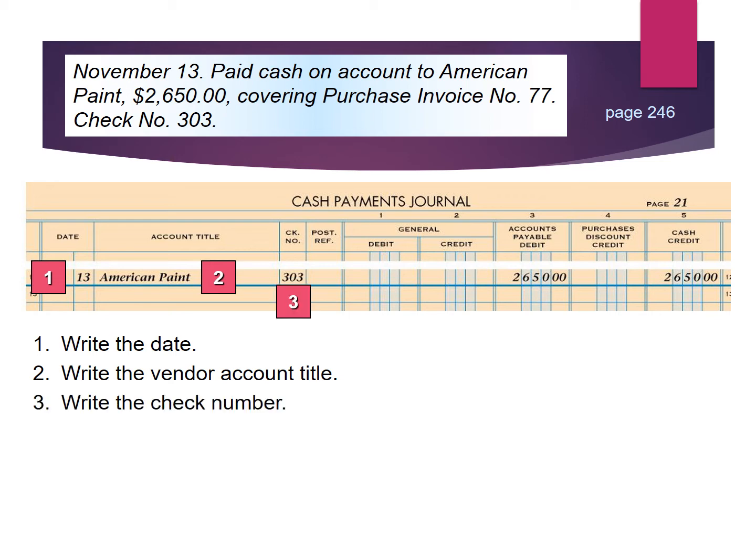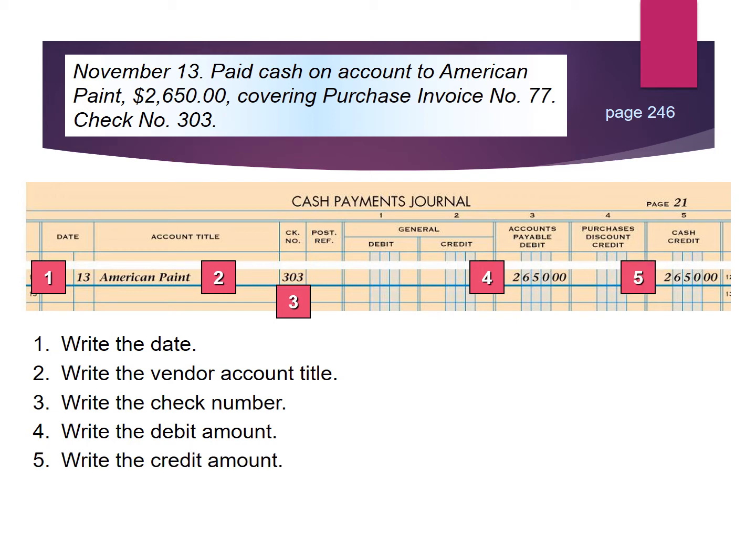We know that we're going to write our check number, and then we are going to write the purchase invoice amount of $2,650 in our specialty column called accounts payable debit. Since we wrote a check for $2,650, we are going to credit our cash column number 5 for $2,650. Notice that our debit in column 3 equals the credit in column 5.